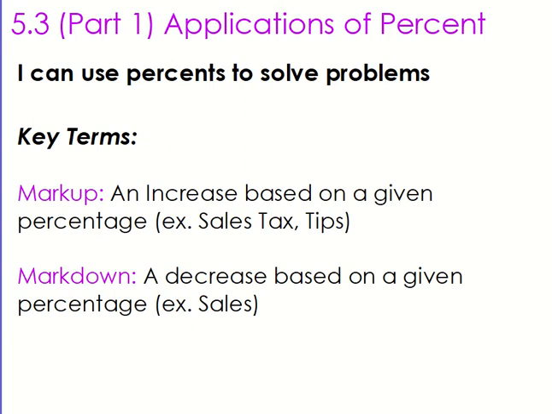So our key terms are still markup and markdown. We're just going to include some more kinds, right? So an increase based on a given percentage. So we have sales tax and tips would be considered a markup, right? Because it's going to make my total cost go up. And then a markdown is a decrease based on a given percentage. So sales, discounts, this is on sale, right? Sales meaning on sale.